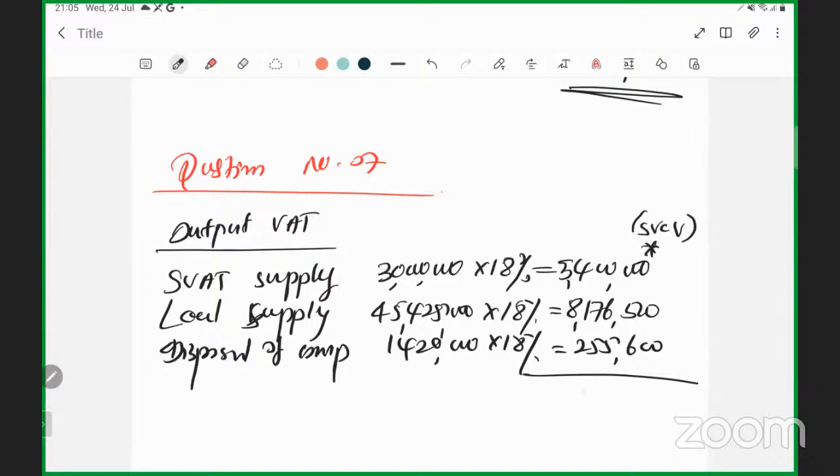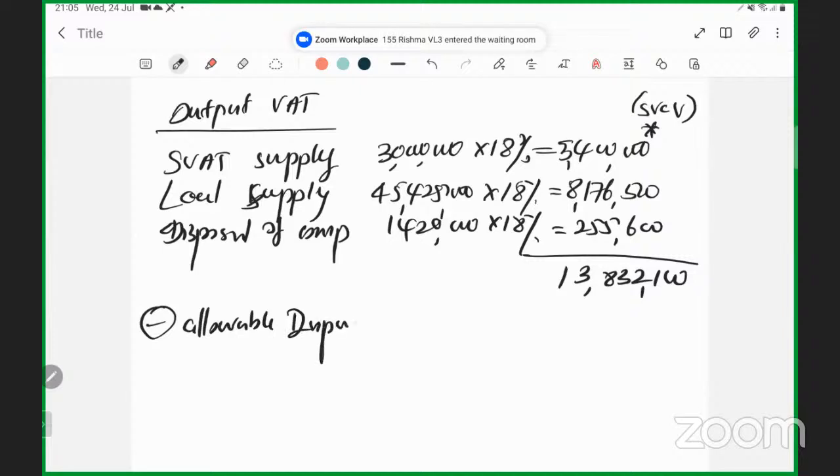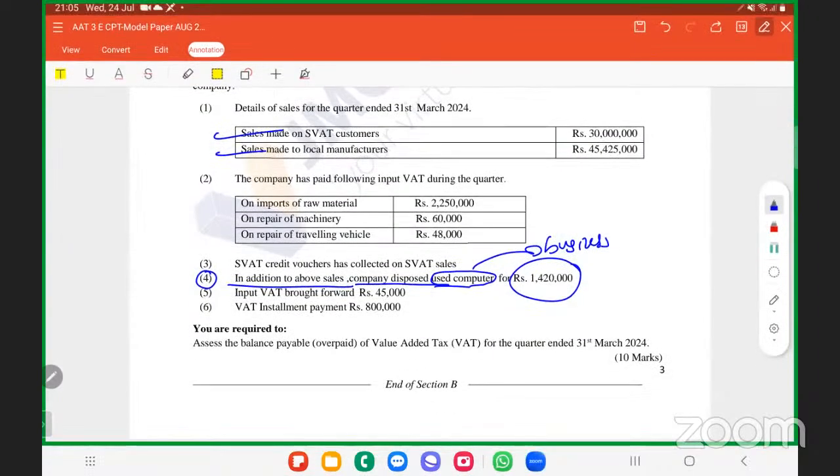The output VAT total is something like 13 million 832.1. You can check that. So you can deduct the allowable input VAT. So here, what are the input VAT? Import of raw material: no need to calculate the 18% again. That is wrong. Why? Because the information given is paid input VAT, meaning this is the amount of the relevant VAT.